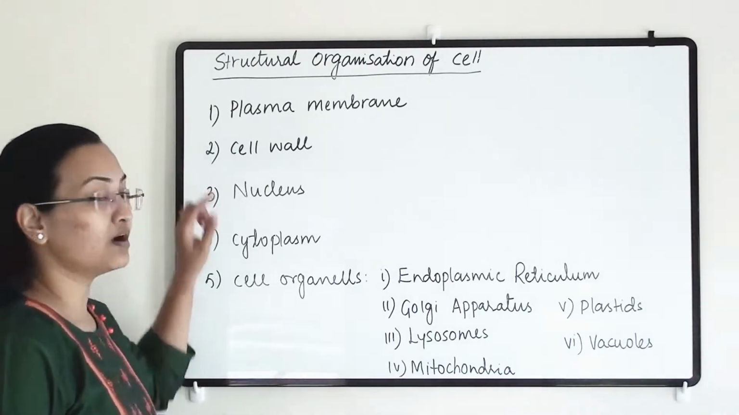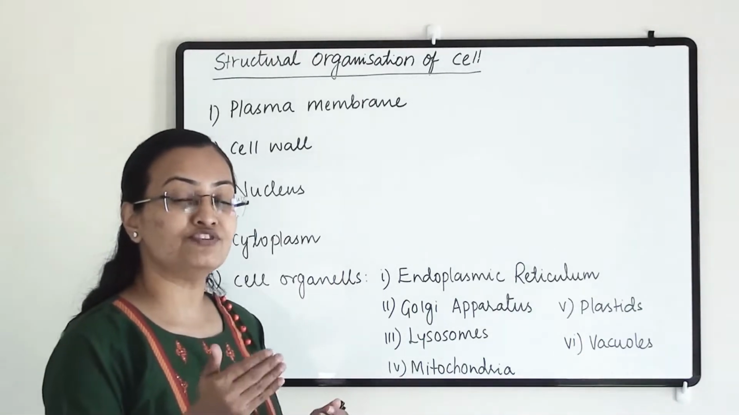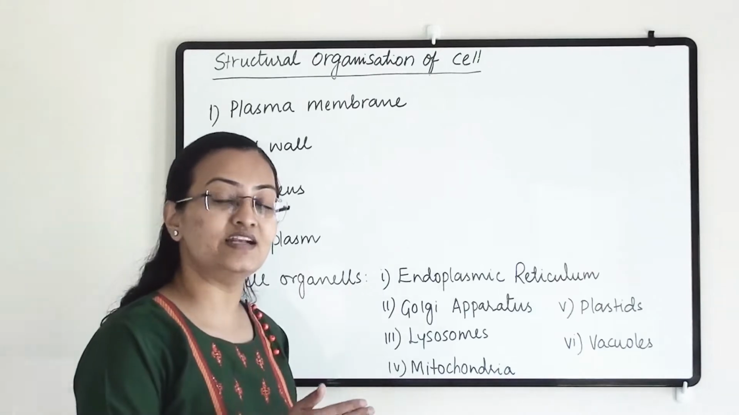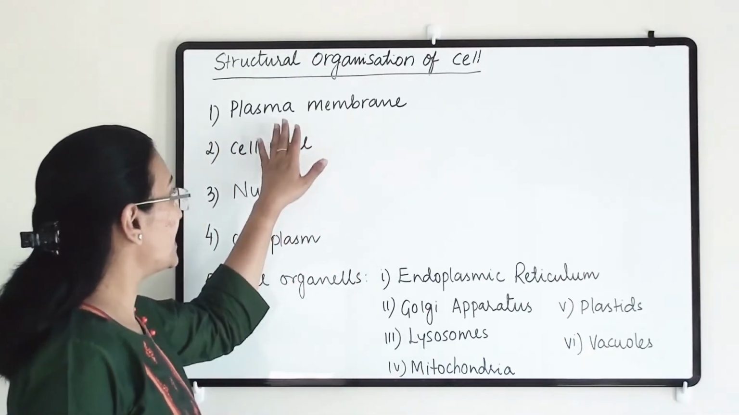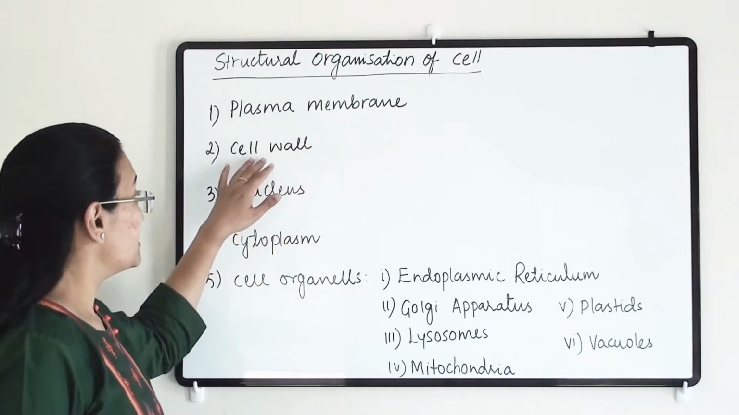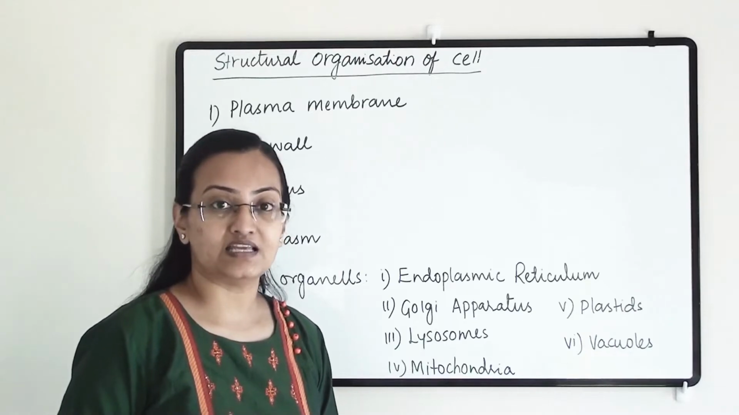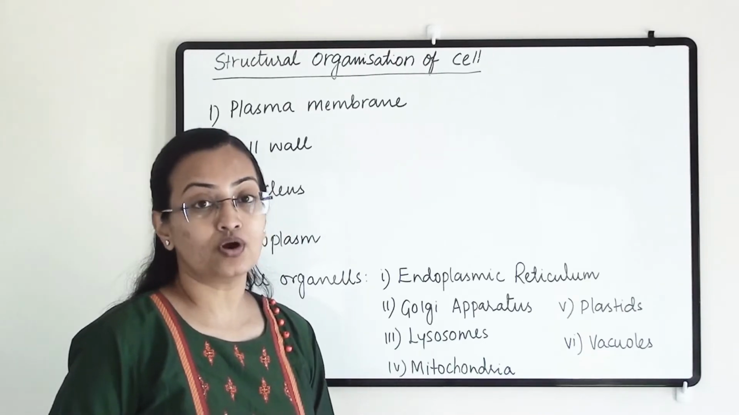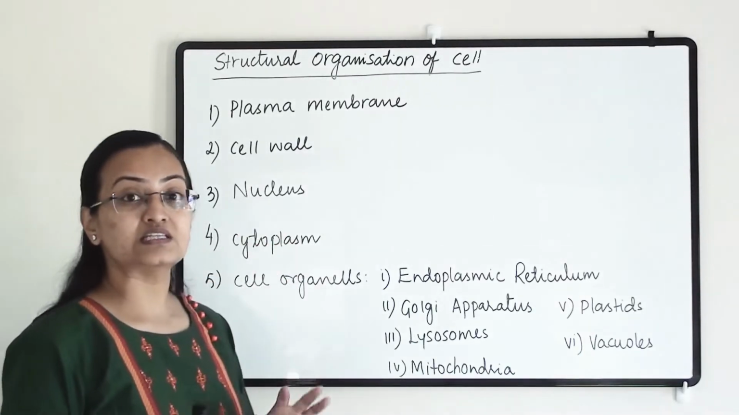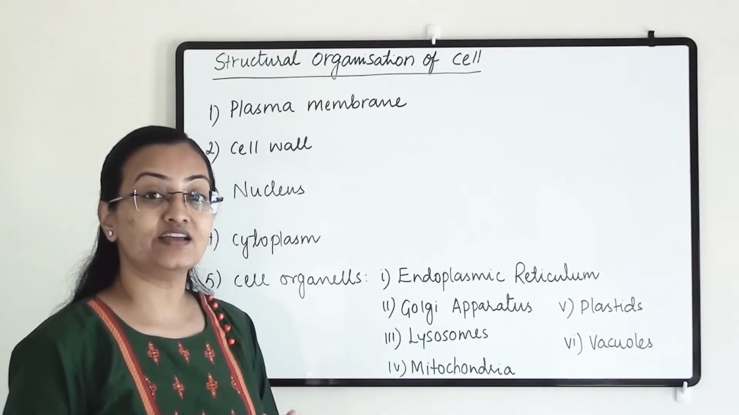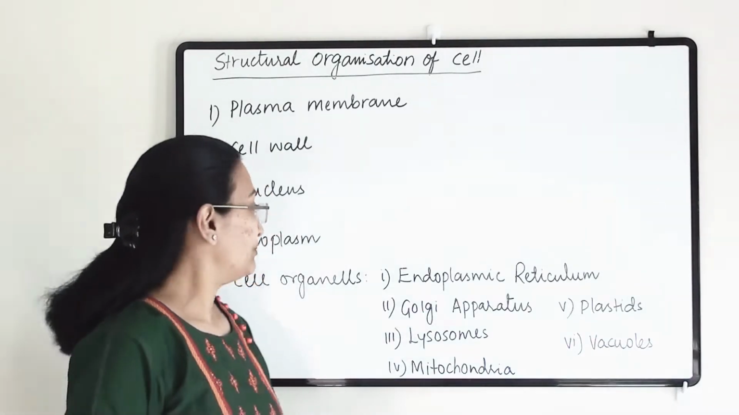So first is the plasma membrane. Membrane is a kind of curtain which will allow material inside the cell and send material outside the cell. So that is the plasma membrane. Second, the cell wall. Cell wall is only present in the plant cell. Humans and animals do not have a cell wall. Third one is the nucleus. Nucleus is the center of the cell and it coordinates all the activities in and around the cell.